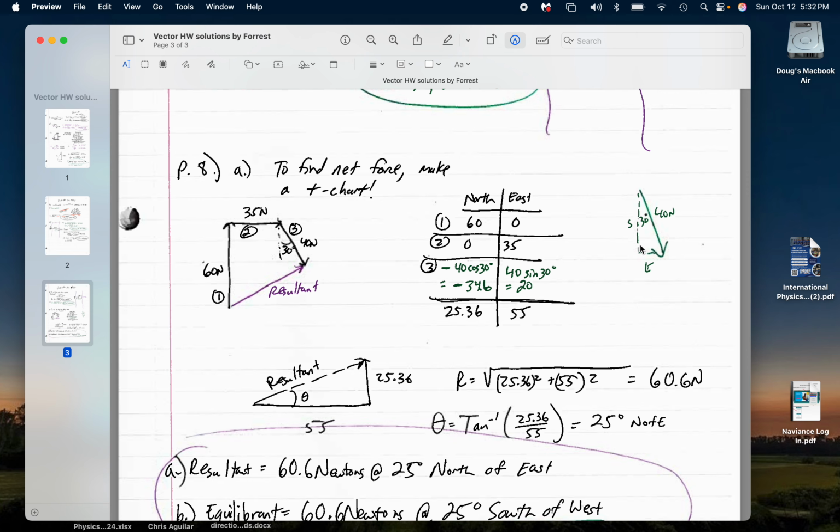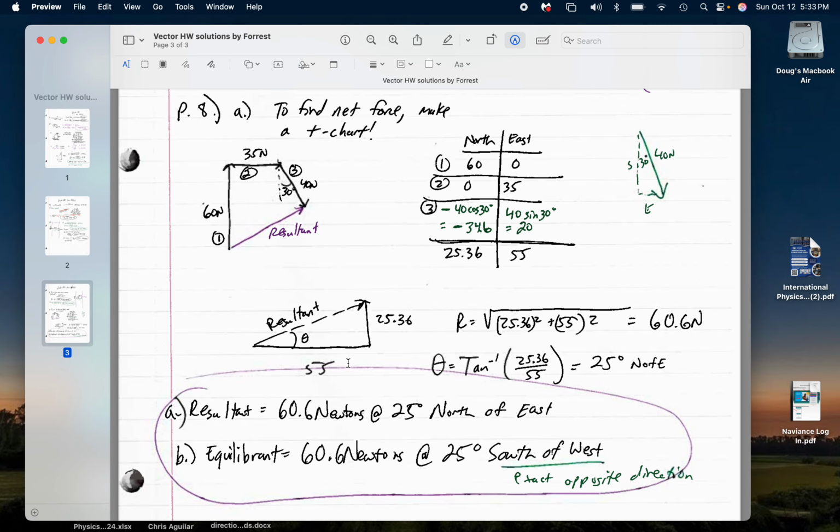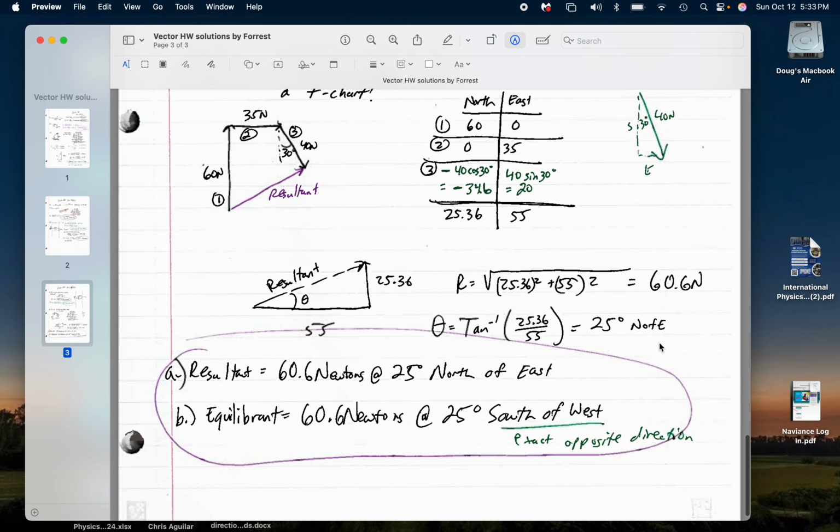And the southern component is the cosine of 30 degrees times 40. The eastern component is sine of 30 degrees times 40. And because I chose north up here, the southern part would be negative. So I'm going to have 60 minus 34.6, and then 35 plus 20. Again, this is the unrounded part. I don't really care where you round. And I end up getting a resultant of 60.6 newtons, 25 degrees north of east. The equilibriant is exactly the same force, exactly the opposite direction. So if I said 25 degrees north of east, this is 25 degrees south of west.